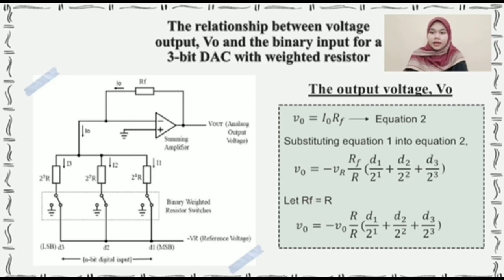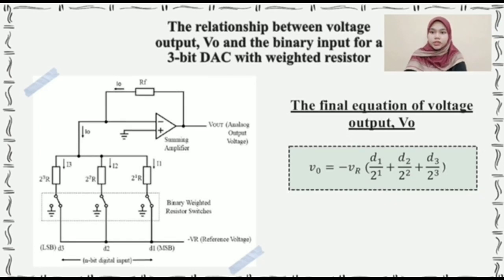Then we let RF equal to R, so we substitute R into RF. So we get the equation V0 is equal to negative VR times R over R times, in bracket, D1 over 2 to the power of 1 plus D2 over 2 to the power of 2 plus D3 over 2 to the power of 3. So the final equation of the voltage output is V0 equal to negative VR times, in bracket, D1 over 2 to the power of 1, D2 over 2 to the power of 2, plus D3 over 2 to the power of 3.